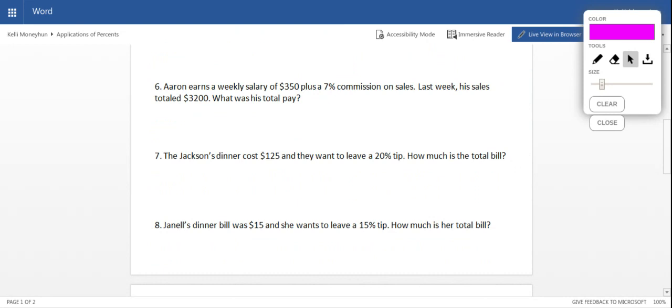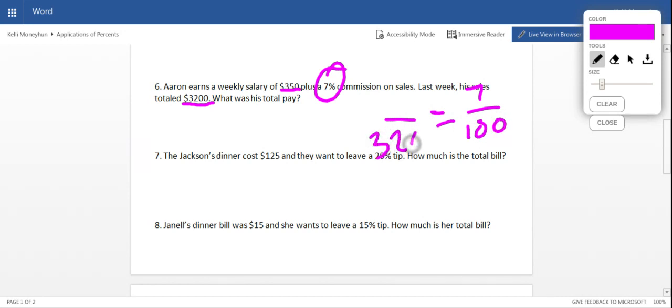Okay, next is the same scenario. Okay, so her salary is $350, so she's automatically earning that. And then 7% commission on her sales, which was this much. So my proportion needs to show my percent over 100, and then how much she sold. Okay, and then once you get that, you add it to your salary.